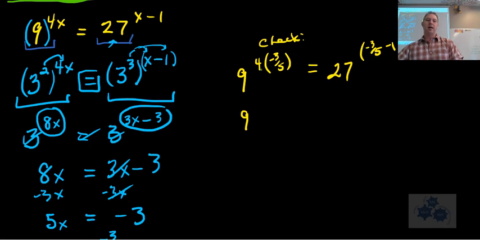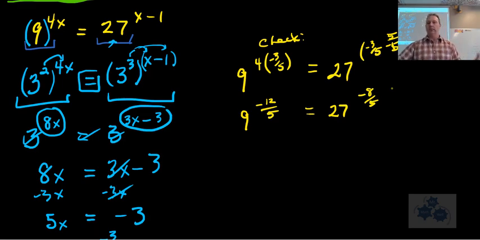So 9 to the power of, when I have a power to a power, you multiply, so it's going to be negative 12 over 5, right? Over here is going to be 27 to the power of. Now, if I have a fraction and I minus a whole number, I have to get a common denominator, right? So 1 is actually 5 over 5, isn't it? So what's negative 3 minus 5? It's negative 8 over 5. Does that help us? Not really sure. But again, if we change these into the same bases, we can try and get this to look the same.